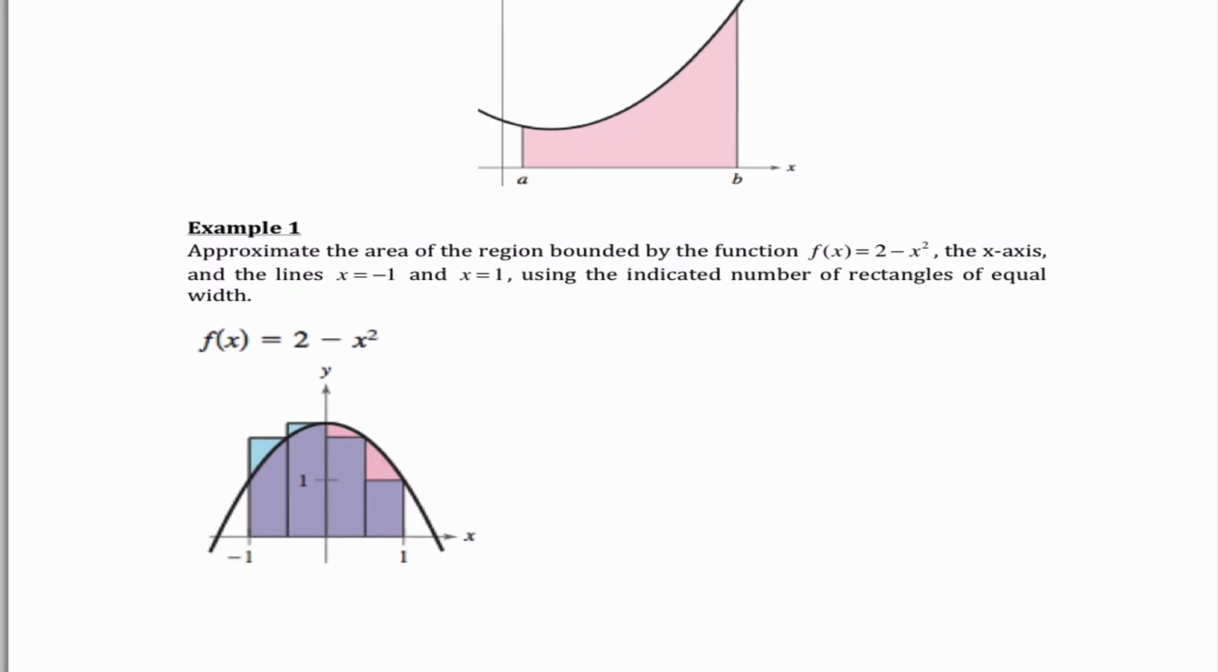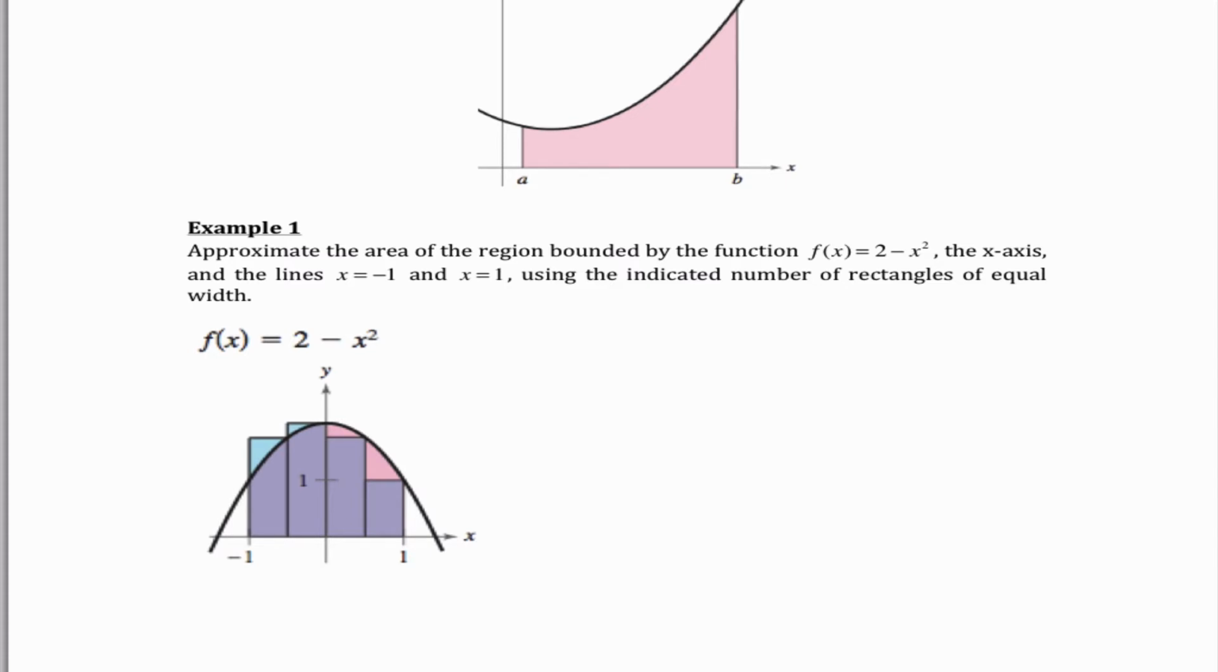The first few suggested problems in your homework are going to be similar to this. It says, approximate the area of the region bounded by the function f of x equals 2 minus x squared, the x-axis, and the lines x equals -1 and x equals 1 using the indicated number of rectangles of equal width. In this problem, there are 4 rectangles. I already drew these out for you, and it's telling us they are of equal width.